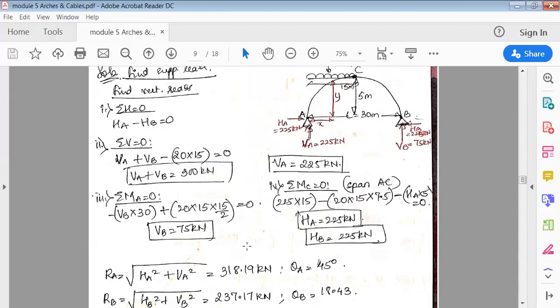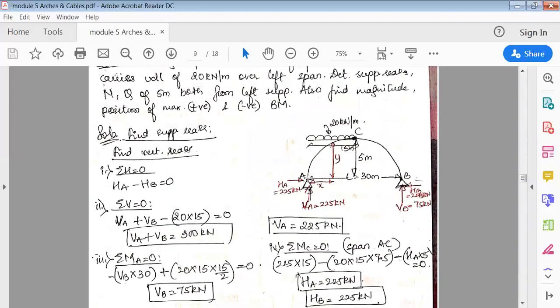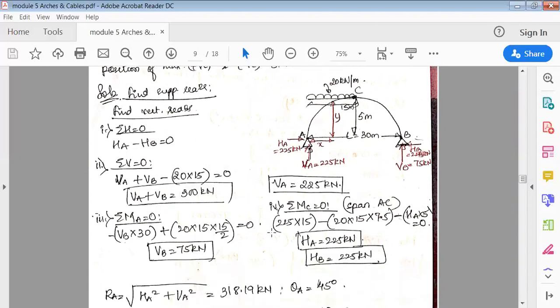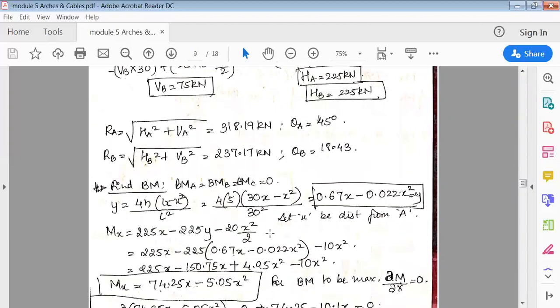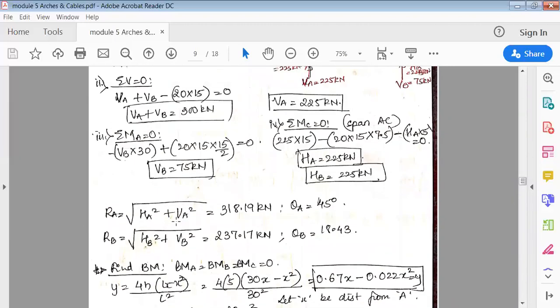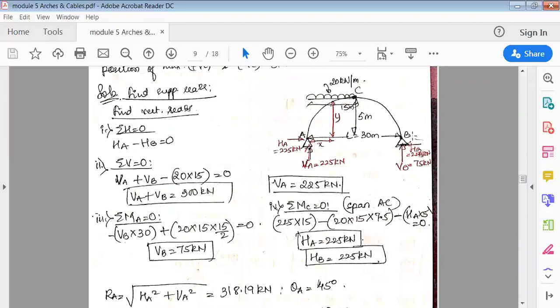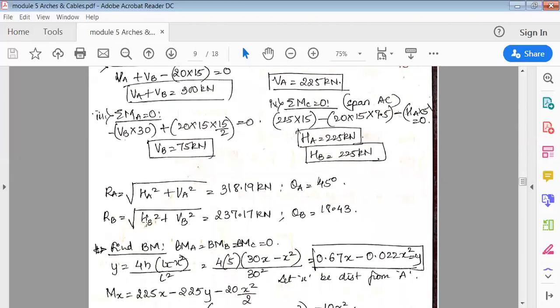Next, find the bending moment. We know that bending moment is 0 at A, C and B because these are hinge supports. Bending moment at the support is 0. Next, because it's a 3-hinged parabolic arch, we have the equation y is equal to 4h (lx minus x square) divided by l square. So put all the values here.